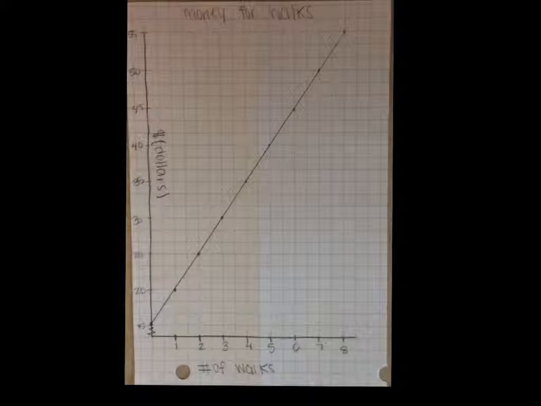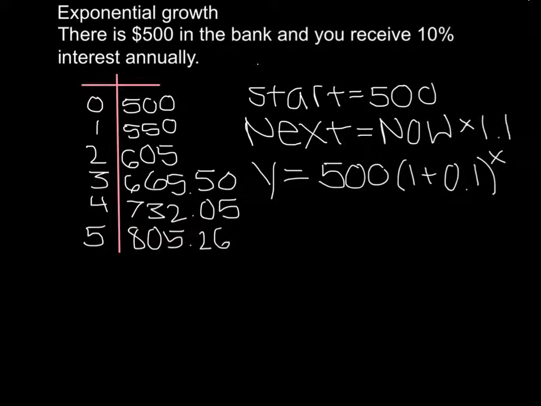You plot the points by starting at 15 on the y-axis while the x-axis is 0, and then each time you increase by 5. There's $500 in the bank. You receive 10% interest annually. The start is 500, and the equation is next equals now times 1.1.